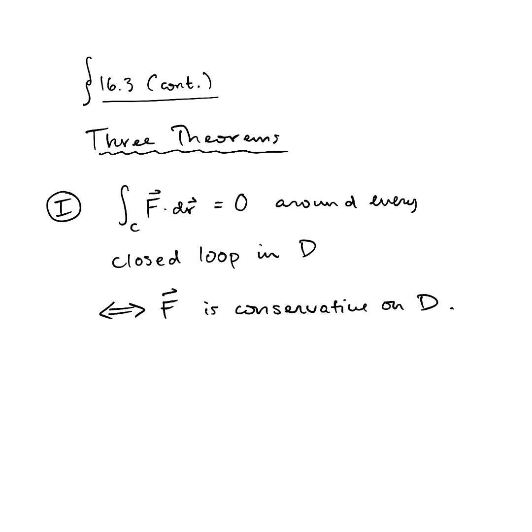There are no special hypotheses on the domain D. All we know is the curves in question, the closed loops in this theorem, they all belong to D. But nothing about connectedness, nothing about simply connectedness. This theorem is just relating what happens on closed loops to F being conservative. Okay, so I'm going to box this up.